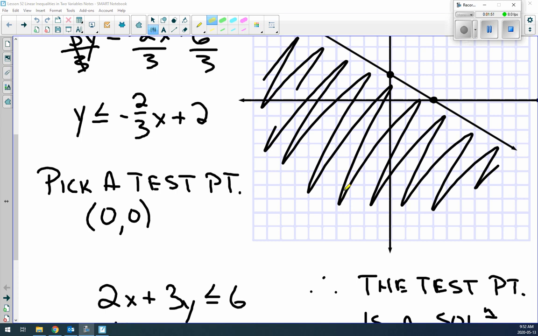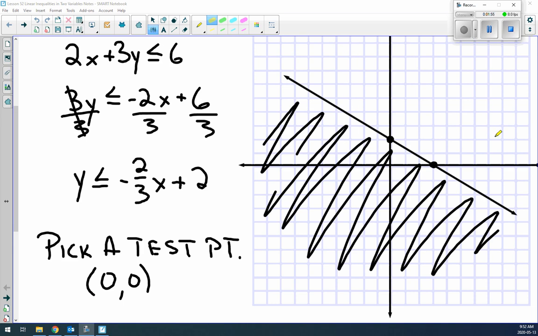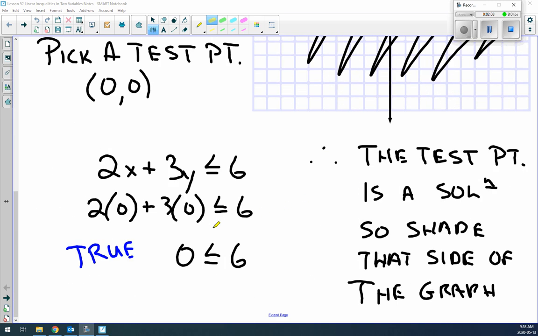Now, if it was false, where do you think we would shade? Well, of course, on the other side, right? And you can test that again. Pick a test point over here, like 3, 3 if you want. So pick a test point. If it's true, shade on that side. If it's false, shade on the other side.